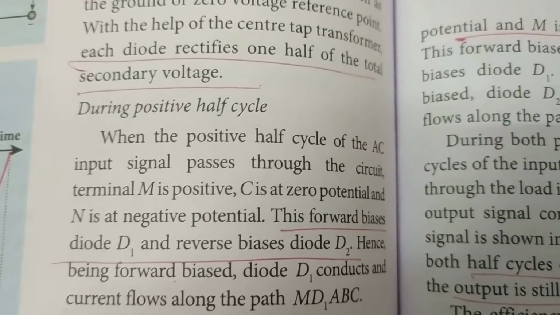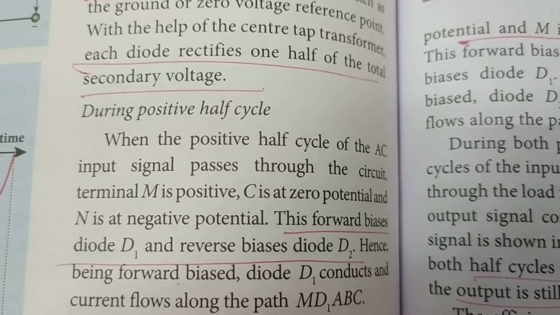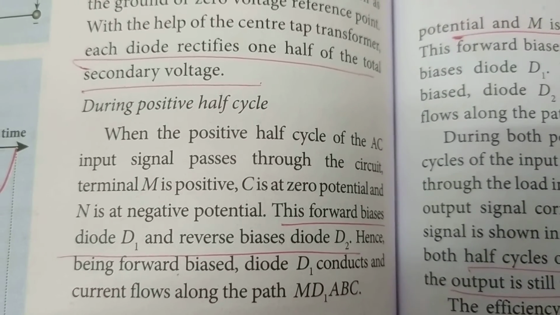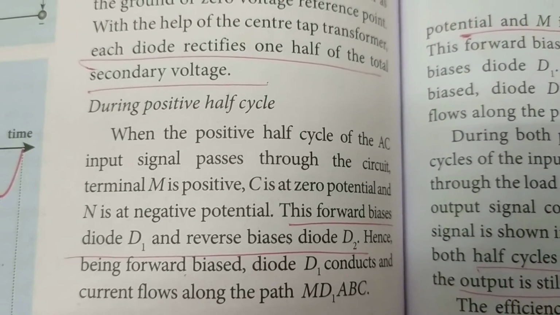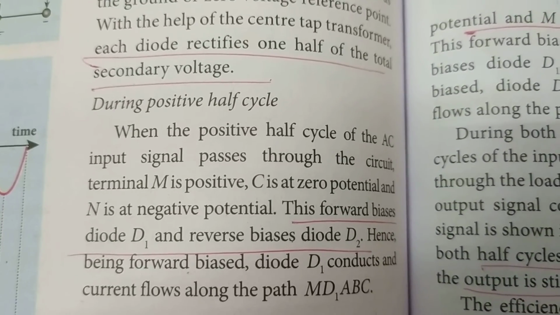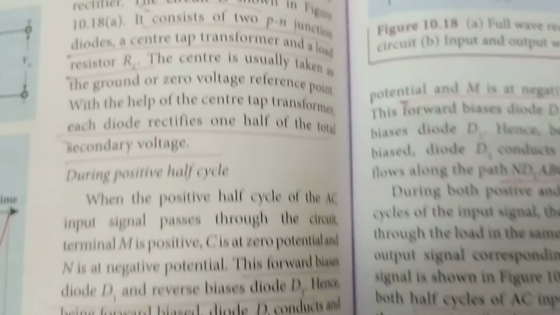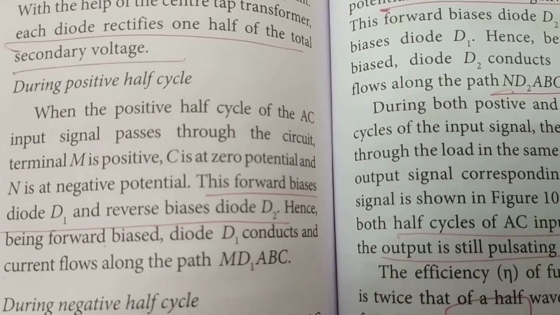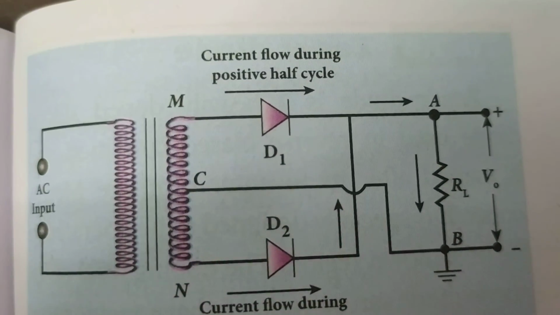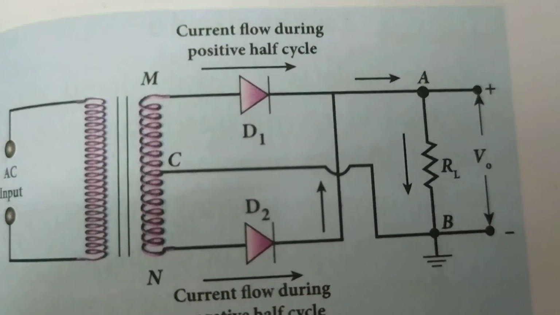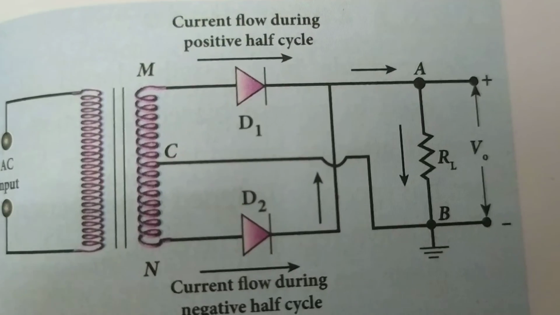And what happens during the positive half cycle? During the positive half cycle, M is positive, C is at zero potential and N is negative. So this forward biases D1 and reverse biases D2. So the current will flow M, D1, A, B, C. When you see here, M, D1, A, B, C, C is the center tap of the transformer.